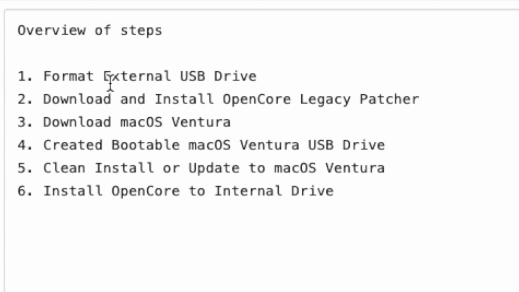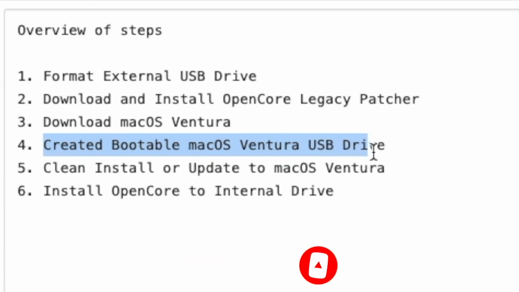So first of all, we're going to format the external USB drive. Next up, we're going to download and install OpenCore Legacy Patcher. Then we're going to use OpenCore Legacy Patcher to download the macOS Ventura installer. And next up, we're going to create a bootable macOS Ventura USB drive by using the OpenCore Legacy Patcher from step 2 and the macOS Ventura installer from step 3.